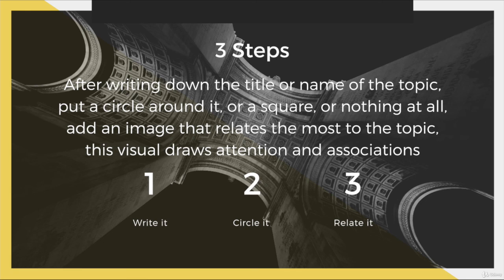put a circle around it, or a square, or nothing at all. It's better for you to add a shape. Maybe you want to put the main idea in a square, and then we're going to talk more about branches and sub-branches later, but maybe you want to put branches in circles and sub-branches in squares. It's up to you, but usually it's better to associate a certain shape or a certain color, or a certain shape and color, to the main idea.